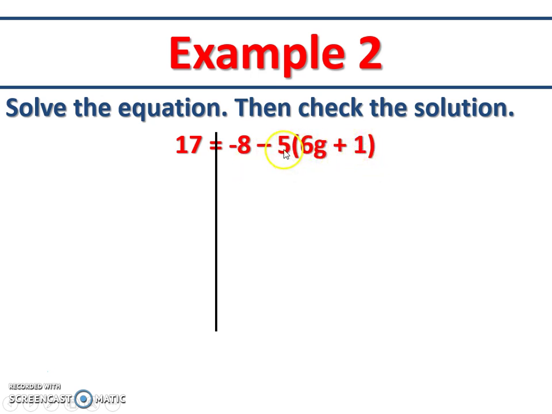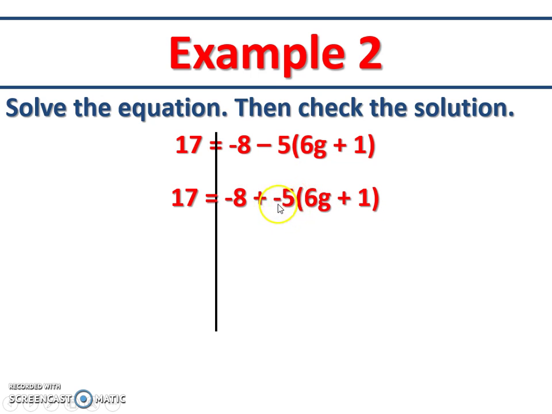Now when we look in front of the parentheses, I have this 5 here, but it's not just 5, it's really -5, because when I look in front of the 5, I see this minus sign, so that stays with it. It might be helpful for you to rewrite that subtraction and think of this as -8 plus -5 times 6G plus 1. Because again, we want to make sure that we're distributing a negative number here.